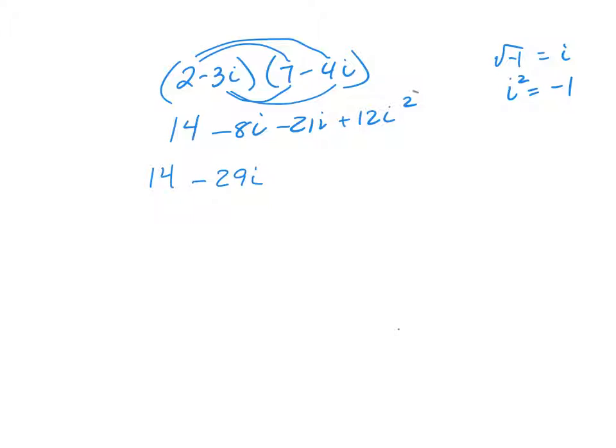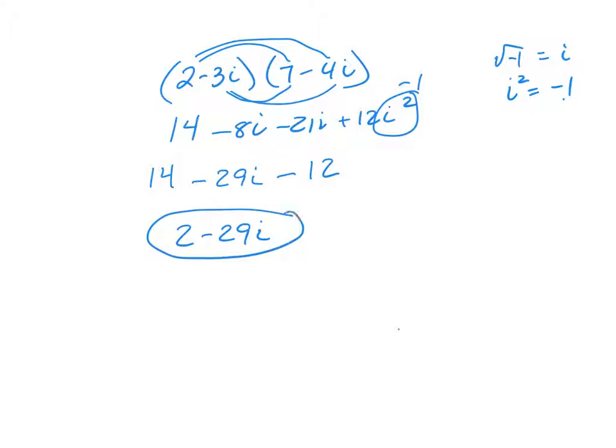And now we have this i squared. Well, I said i squared equals -1. So 12 times -1 is -12. Now that turned into a number, and so we can combine that with the 14. So 14 minus 12 is 2 minus 29i, and that is your final answer.